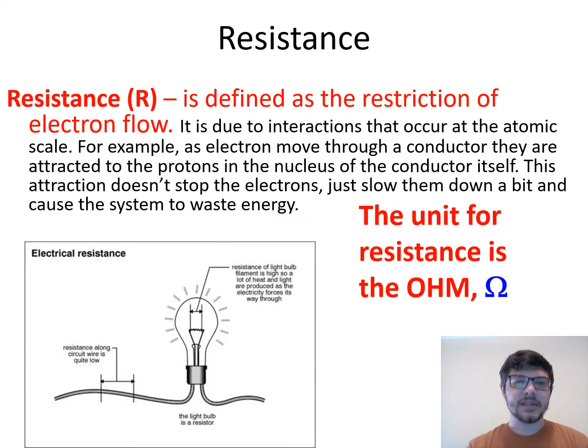Now resistance. You should know what the word resistance is. In the context of circuitry, it's going to be what causes a restriction of electron flow. So the unit for resistance is going to be ohm. So you could put something called a resistor in your wiring, and that is going to restrict some of that electron flow.